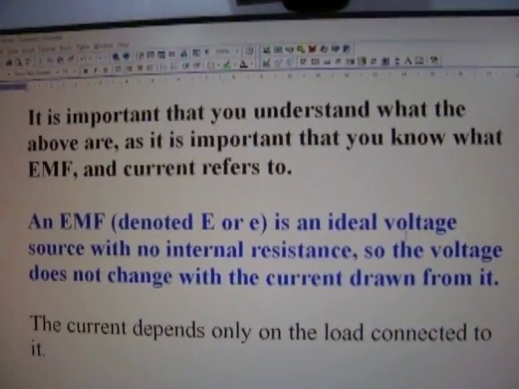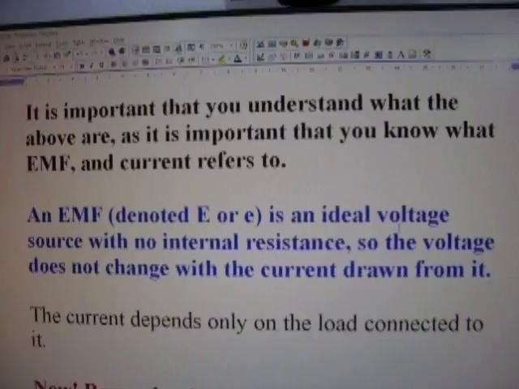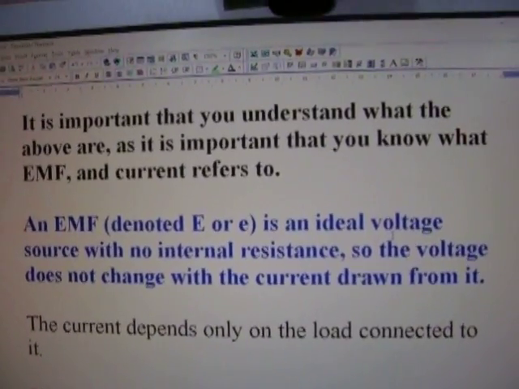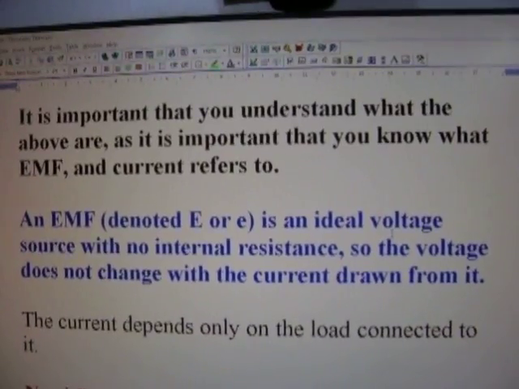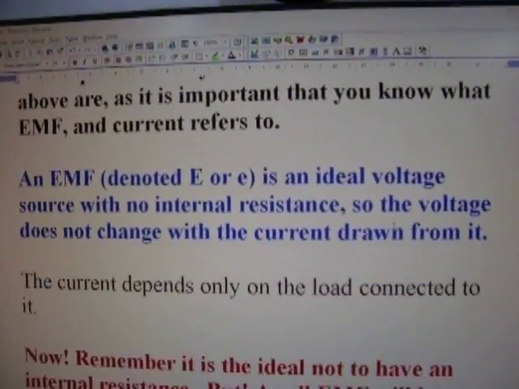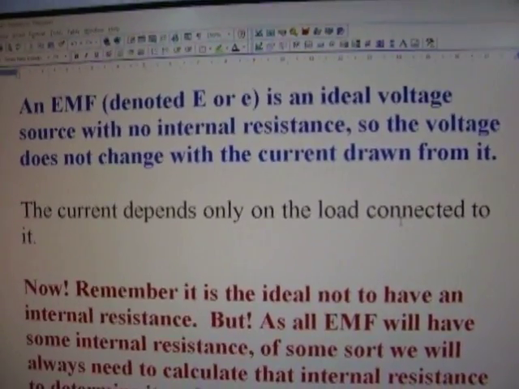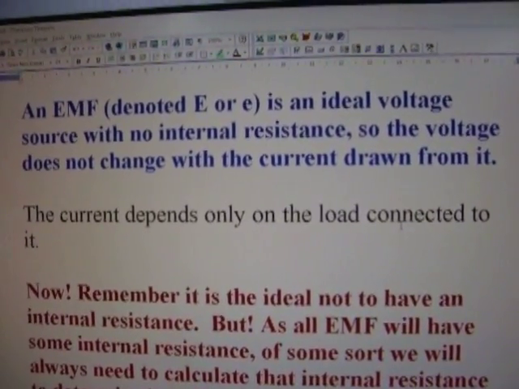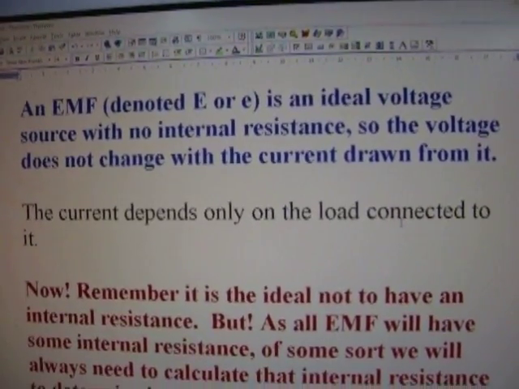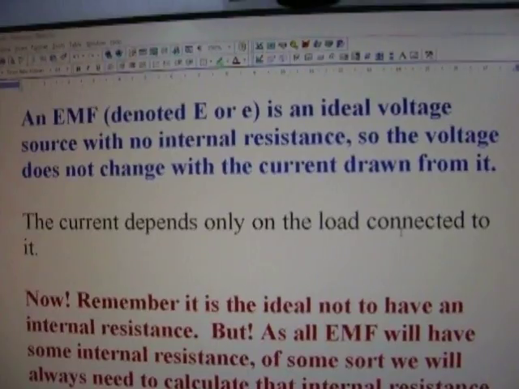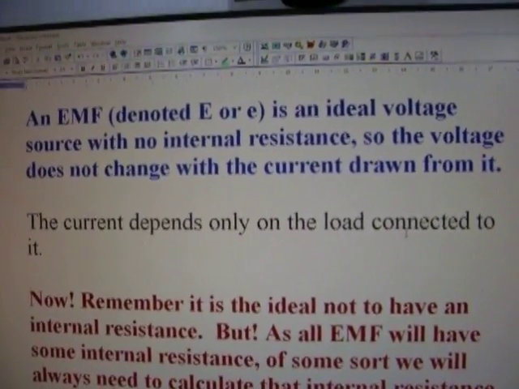The fact is that we need to take that resistance into consideration when the voltage is applied and the current that we wish to have flowing through the load. Now the current depends only on the load connected to it. Okay? And that is the current that will be flowing through the load. But in order for that current to flow through the load, we need to take into account all the resistors that make up that circuit.